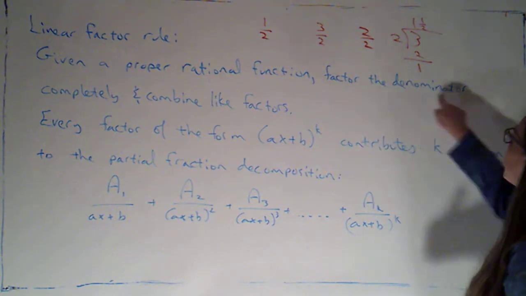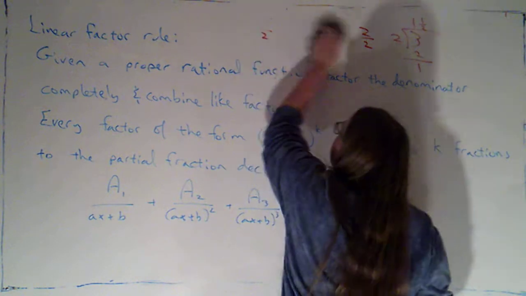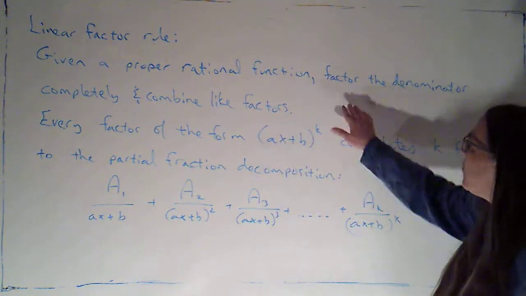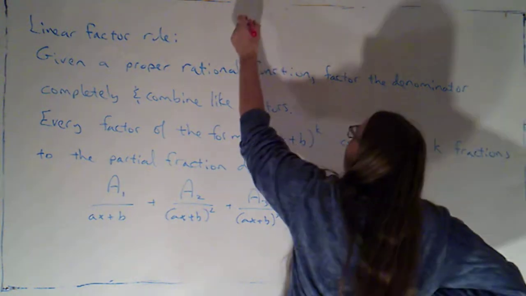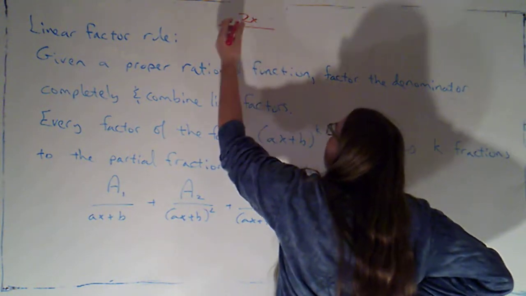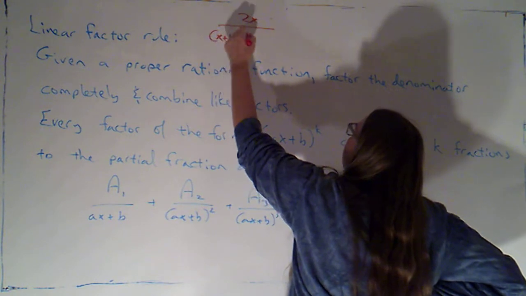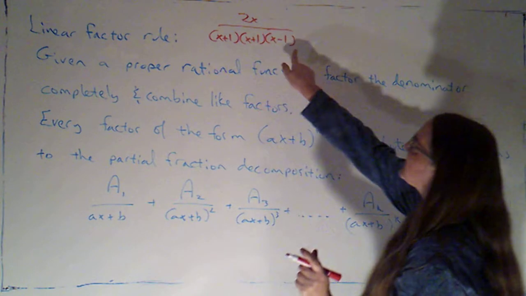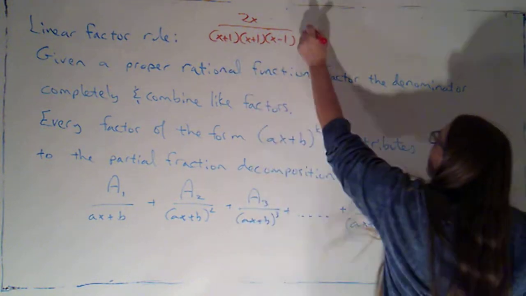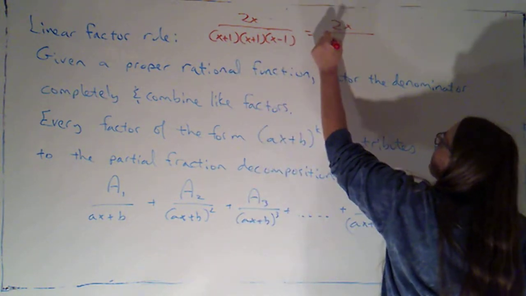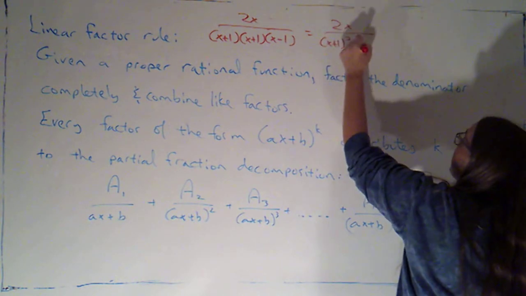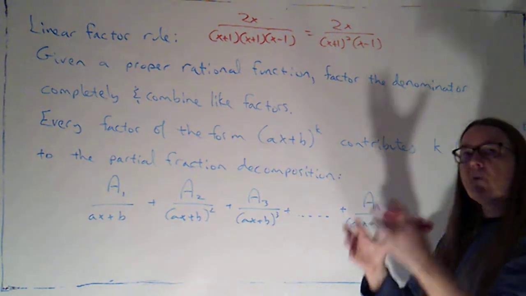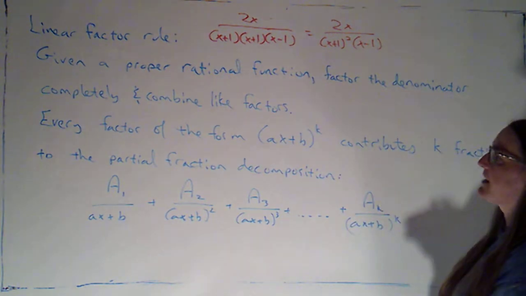Okay, so we're going to factor the denominator completely and combine like factors. What I mean by that is that if I had something like 2x over x plus 1 times x plus 1 times x minus 1, that's completely factored, but I would rewrite that as x plus 1 squared times x minus 1. So I would consolidate if I had multiple copies of the same factor.